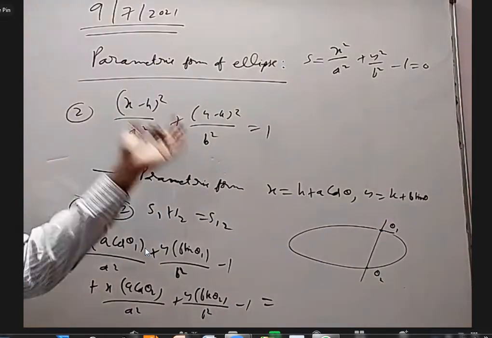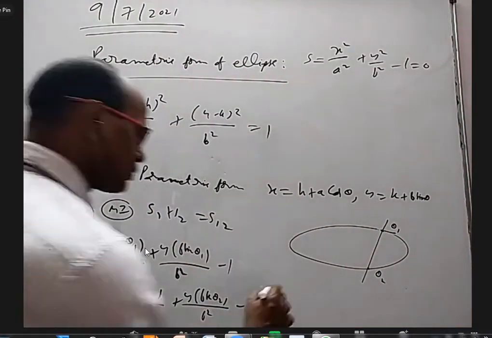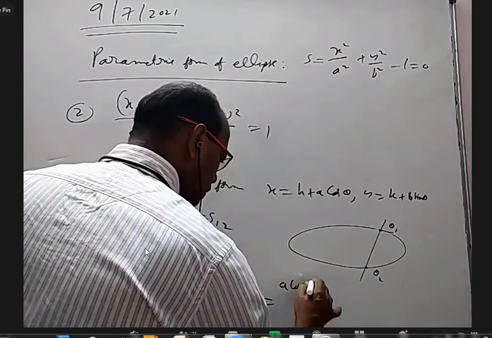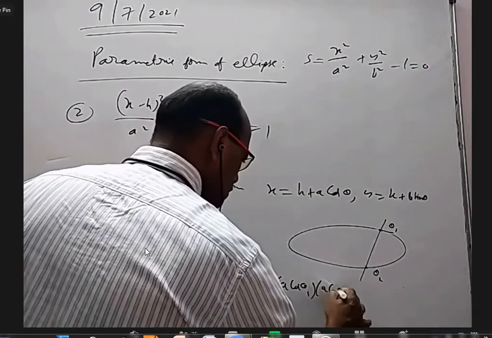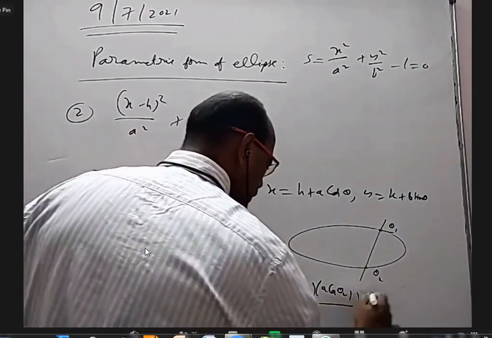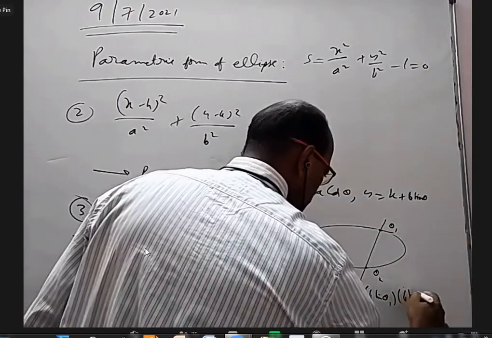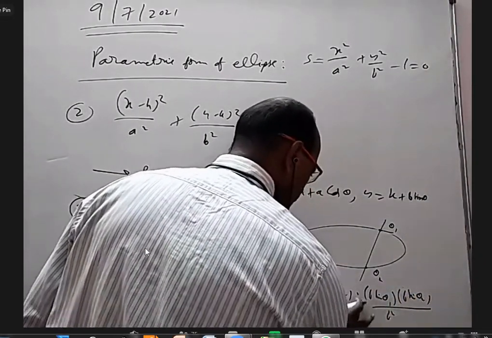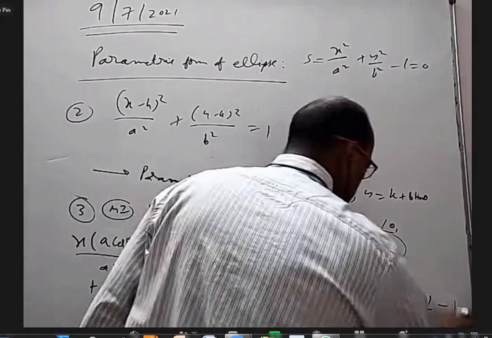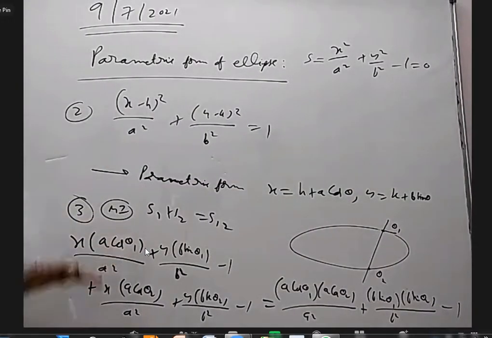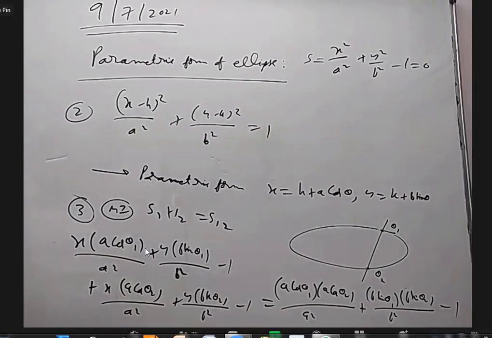S12 means half from 1 and half from 2. That is a cos theta 1 into a cos theta 2 by a square, b sin theta 1 and b sin theta 2 by b square minus 1. So this is S1, this is S2, this is S12. We have to simplify it.